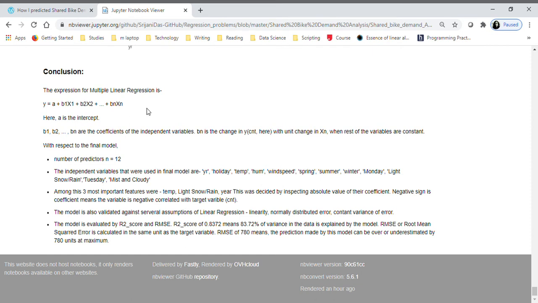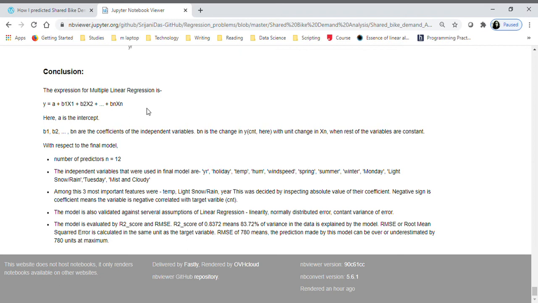So, what is the conclusion of this case study? As you all know, for multiple linear regression, the expression will be y equals a plus b1 x1 plus b2 x2 up to bn xn, where n is the number of features and x is the independent variable or predictor, and y is the target variable or dependent variable, and a is the constant. Now, what are this a, b1, b2, bn?